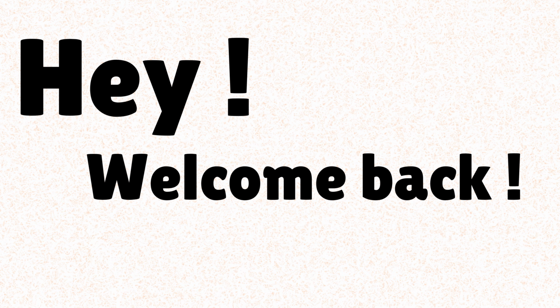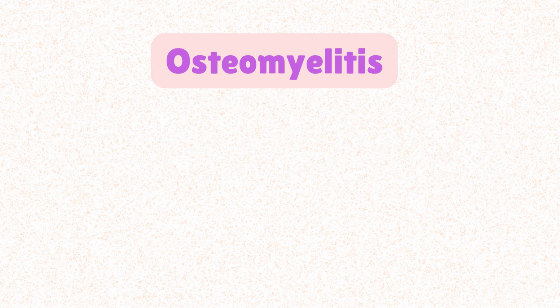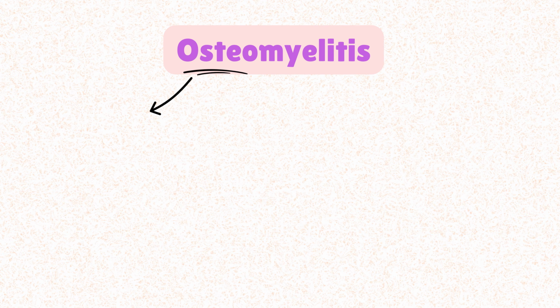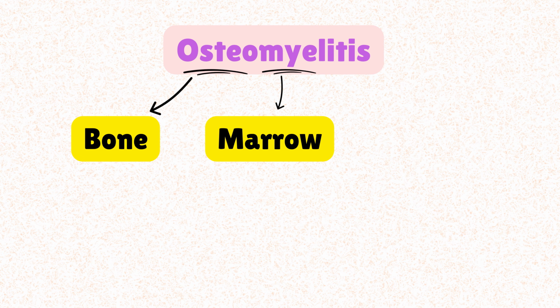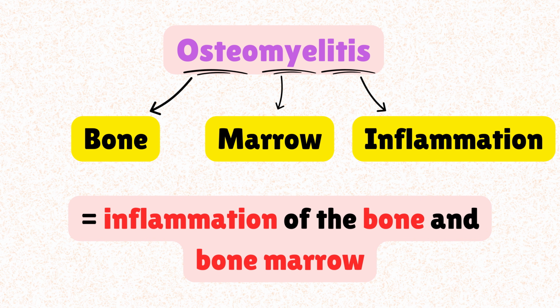Today we will dissect another interesting topic, osteomyelitis. The very name osteomyelitis gives us some really big clues about what's going on. Let's break it down piece by piece. Osteo, simple enough, that just means bone. Myelo, this refers to marrow, specifically bone marrow. Itis, and that's telling us there's inflammation. So if you put it all together, osteomyelitis literally means inflammation of the bone and bone marrow.